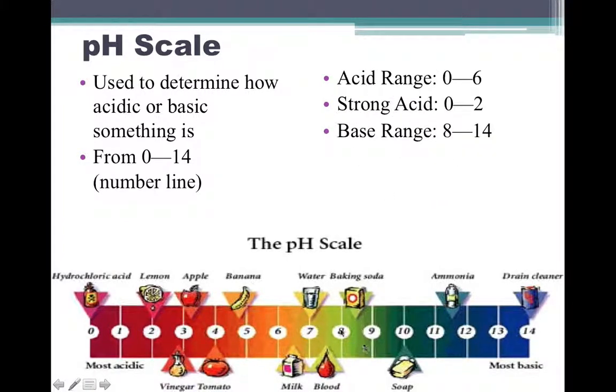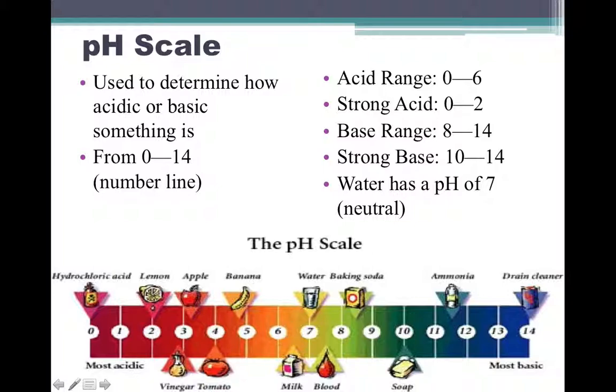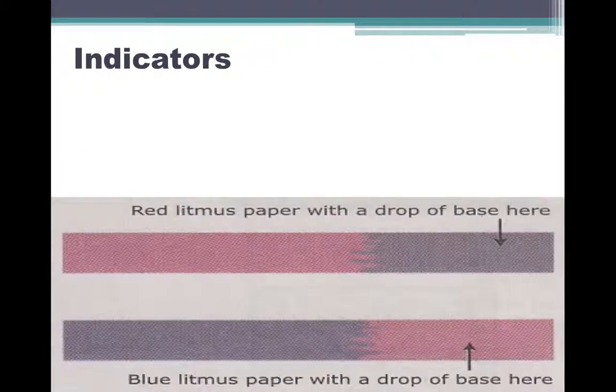And your bases are over here, from 8 to 14. And your strong bases are going to be from 10 to 14. Notice there's a wider range for really strong bases. Now, in the middle right here, 7 is neutral. It's neither acid nor base. So if you have a really strong acid, you combine it with an equally strong base, you'll neutralize it and it will have a pH of 7. Water is neutral, therefore it has a pH of 7.